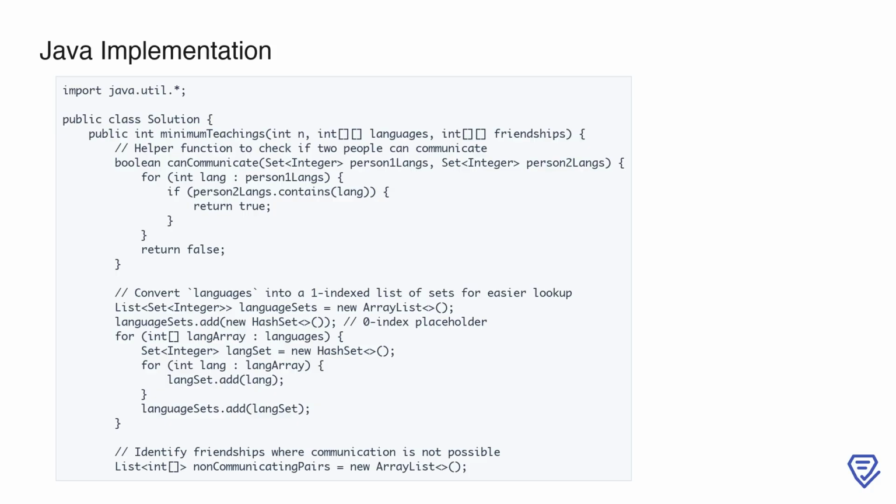Next, we convert the input languages array into a list of sets called language sets. This makes it easier to perform operations like checking if a person knows a specific language. We also add a placeholder set at index 0 to ensure the list is one-indexed, since the problem assumes that languages are numbered starting from 1. Finally, we initialize a list called non-communicating pairs to store pairs of friends who cannot communicate with each other. These are the friendships we will need to resolve by teaching new languages.